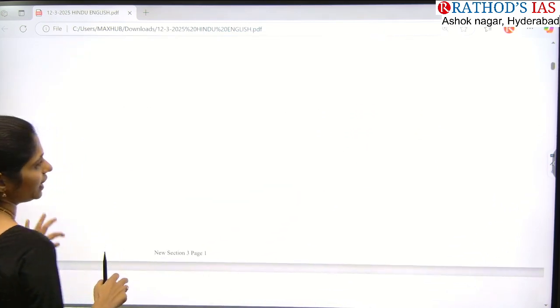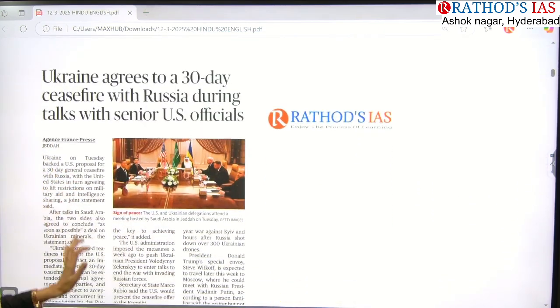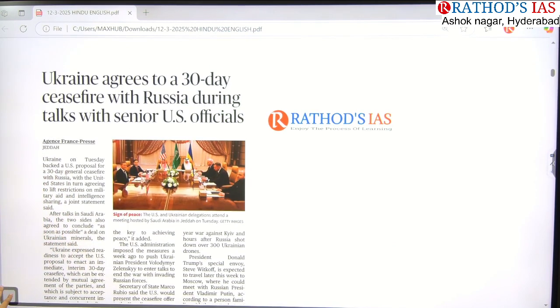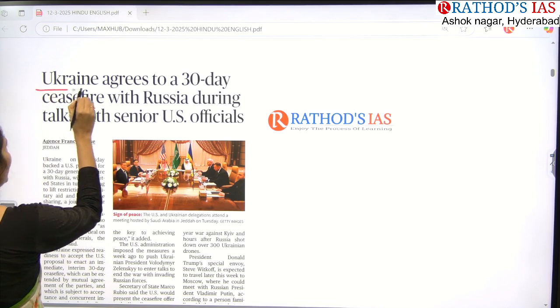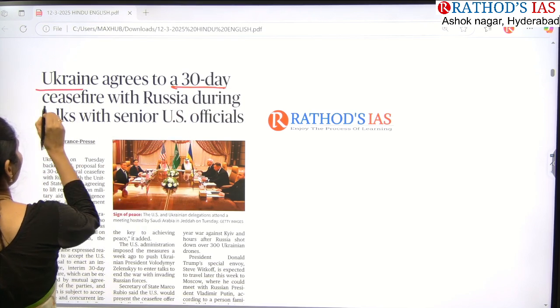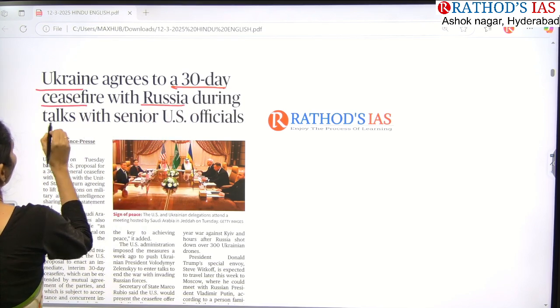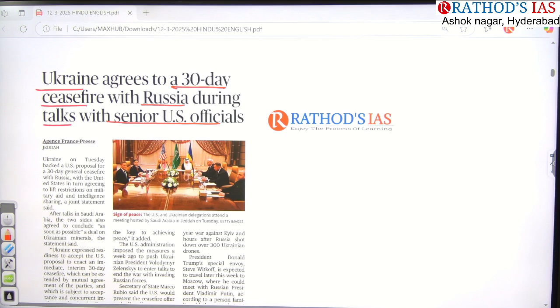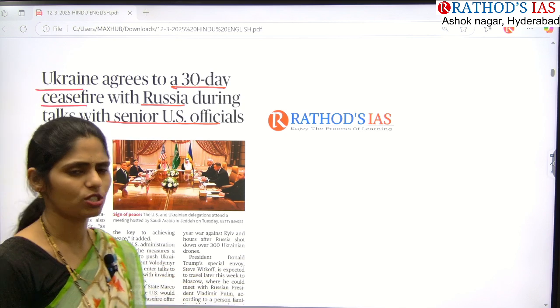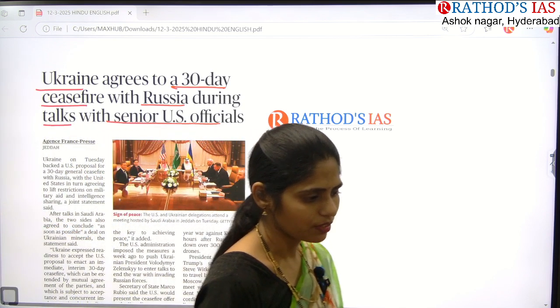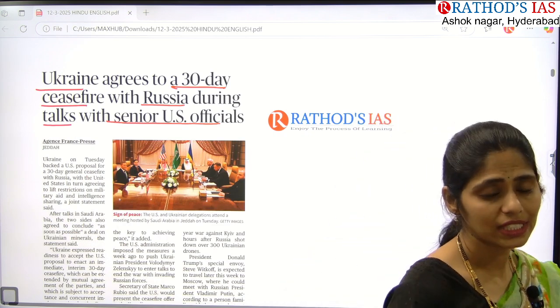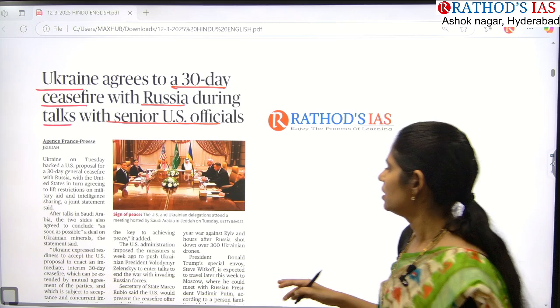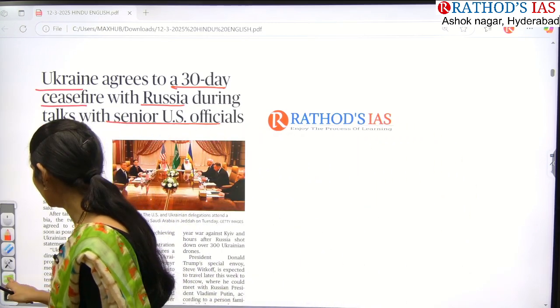First of all, whenever you are seeing these articles, you have to see the title first. So what is the title of this article? Ukraine agrees to a 30-day ceasefire with Russia during talks with senior US officials. Actually, this is not a new issue. For the last 1 week, we have been seeing this article about US interference.